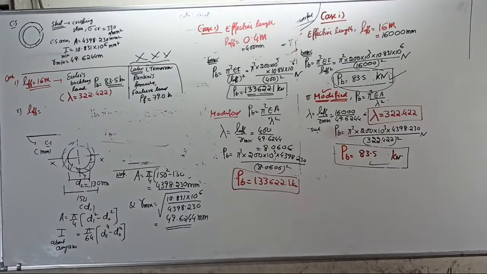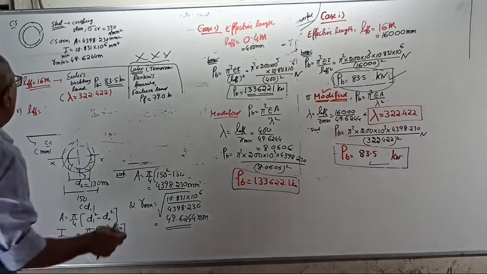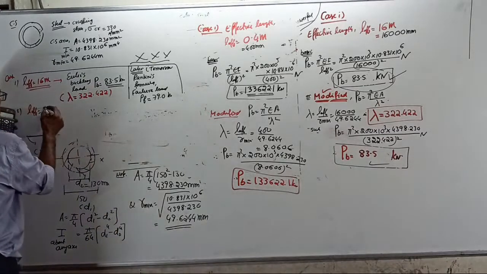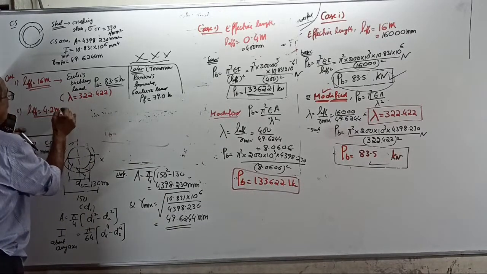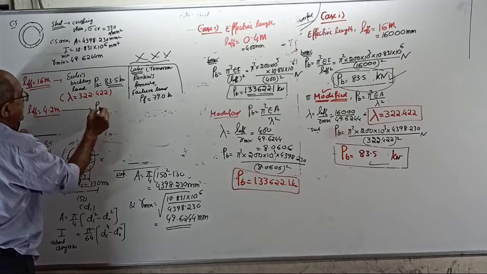What was the effective length the second time I had taken? 16 meter. Second time, some decimal I had taken, I think. Not exactly 4, 4.2 meter. Okay, I took effective length equal to 4.2 meter. At that time, your Euler's buckling load PB came.